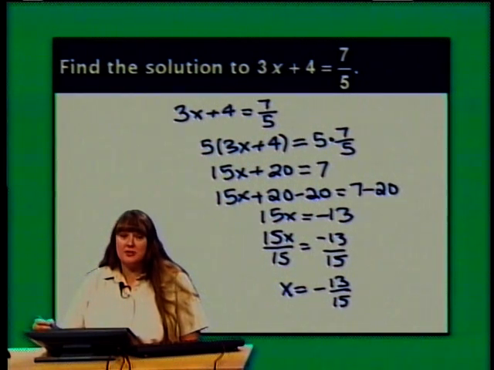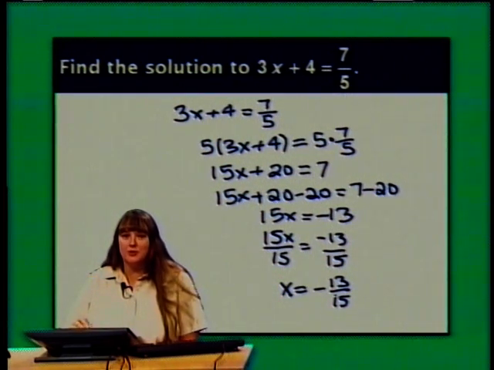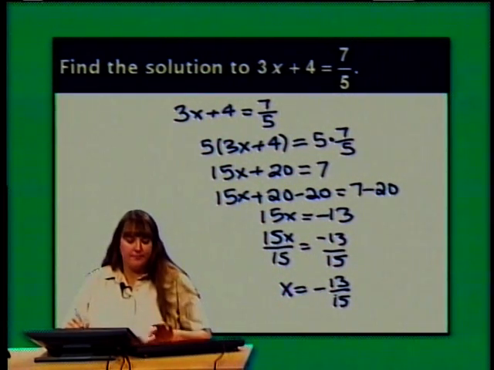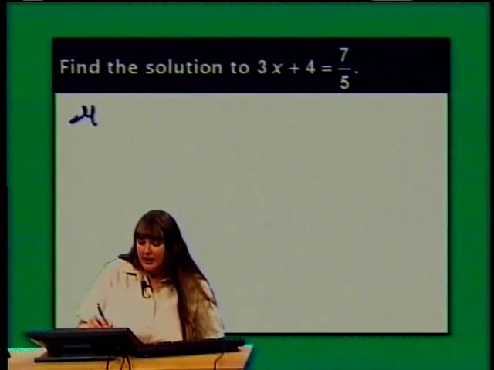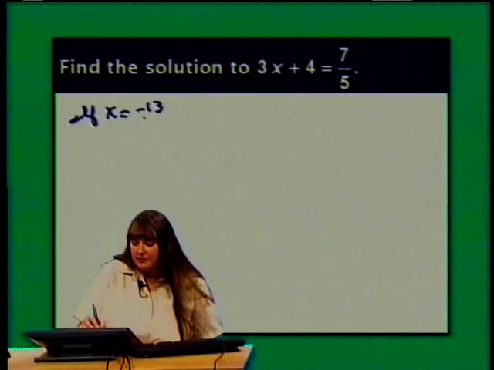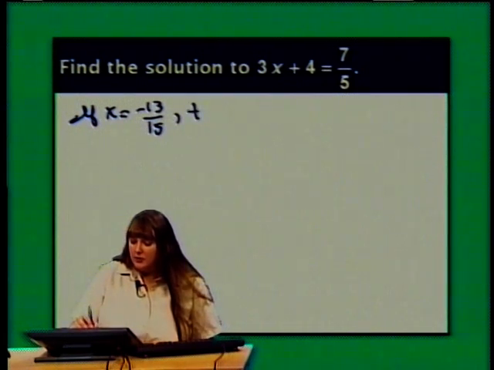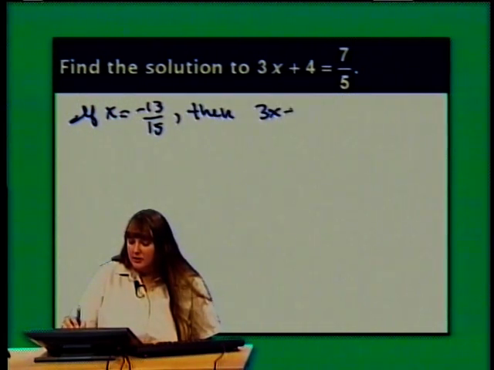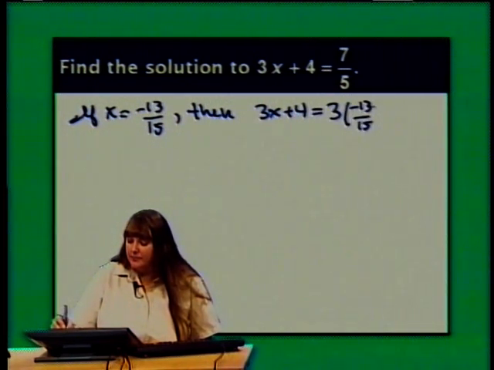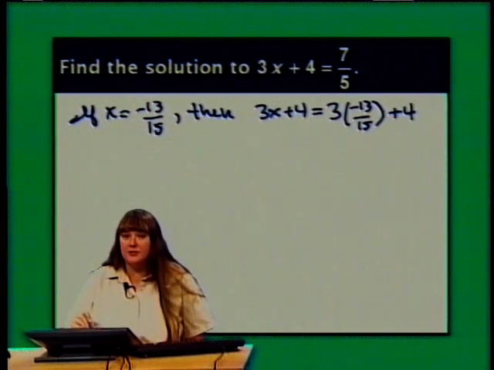Notice that I cleared fractions right away and avoided fractional arithmetic in the solution process, but there's no way of avoiding fractions for answers. I want to now take my equivalent equation, x equals negative 13/15, with a solution of negative 13/15, and check this. So if x equals negative 13/15, then 3x plus 4 would equal 3 times negative 13/15 plus 4.